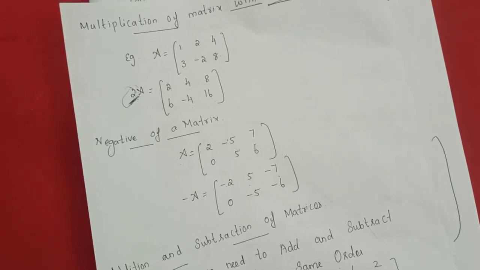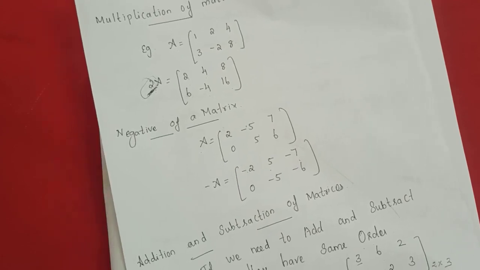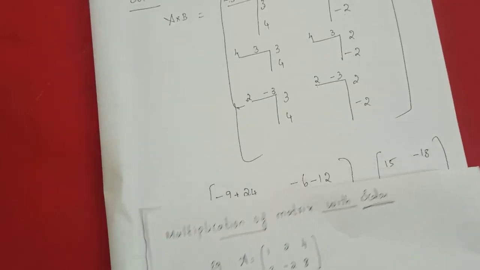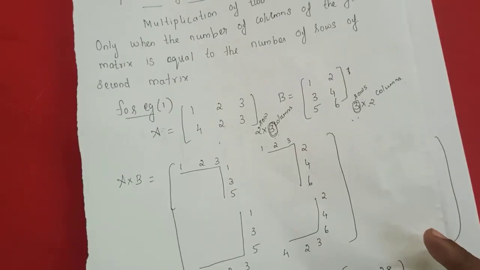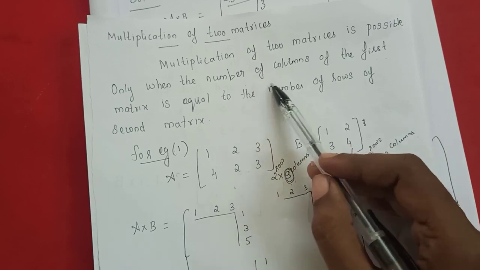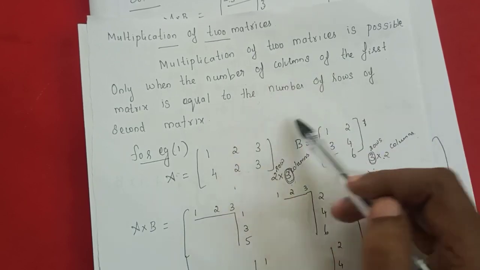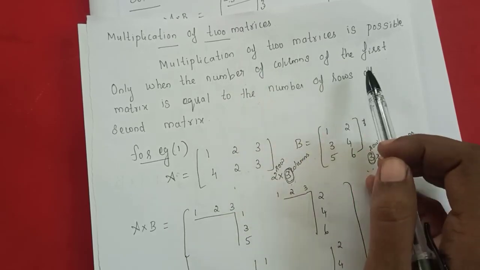Then addition and subtraction of matrices: I have taught you one condition. If we need to add or subtract two matrices, both must have the same order, and the first row first element is added to the first row first element. Then multiplication of two matrices: you need to check whether the number of columns of the first matrix is equal to the number of rows of the second matrix. Then only the multiplication of two matrices is possible.